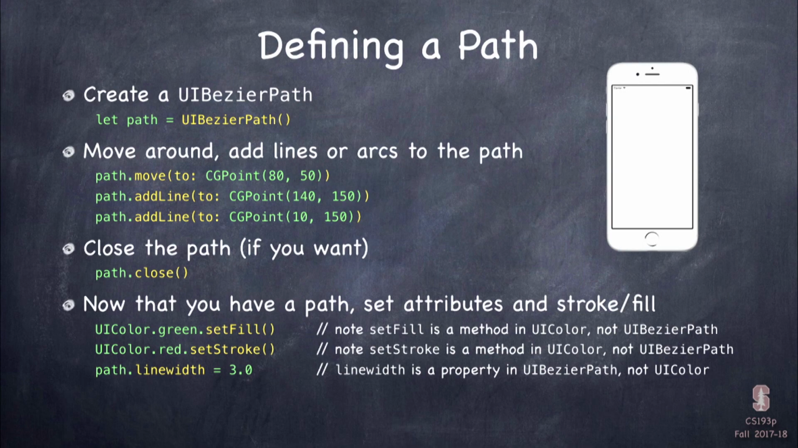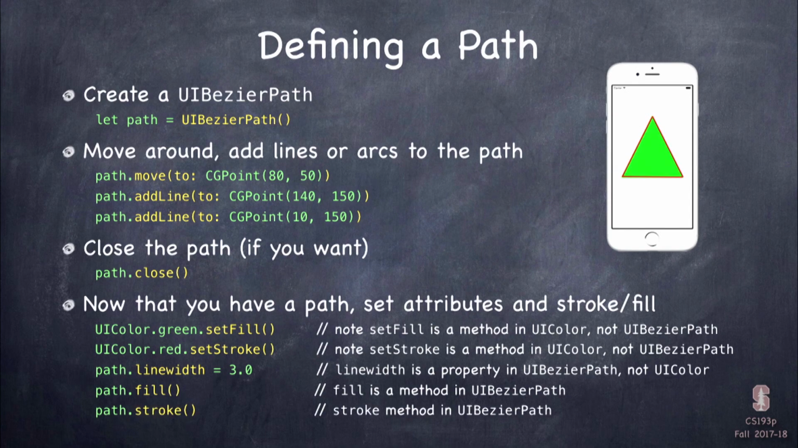And I'm also going back to the Bezier path and saying set the line width to 3 points wide. On a high resolution display, that would be 9 pixels wide. Okay? So it's a fairly thick line, not that thick. So now that I've set these things up, now I can stroke and fill. So let's first fill. And when I fill, I get this. Notice there's no line around the edge. I just get the fill of my path that I made. And then when I stroke, now I get the red 3-point wide line around.